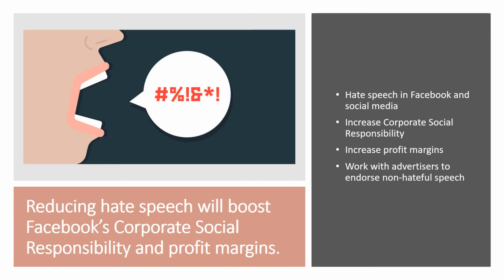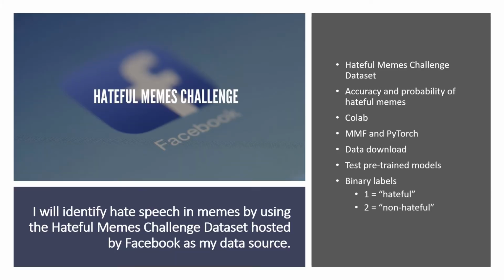So, how can Facebook reduce the amount of hate speech on their platform to increase corporate social responsibility? And by identifying hate speech, how can Facebook reduce offline violence and promote an environment of inclusion? To answer these questions, I believe Facebook must have the following business goals in mind. One, to increase corporate social responsibility and profit margins, and two, work with their advertisers to endorse non-hateful speech.